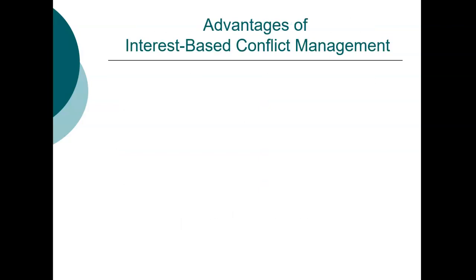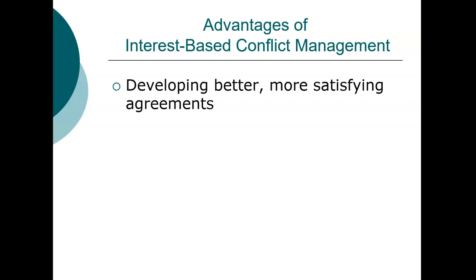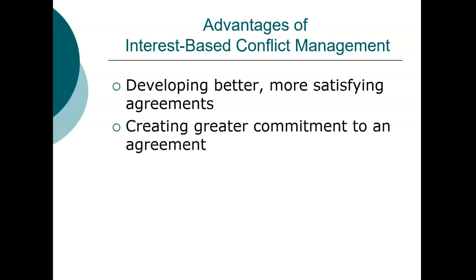So what Lowry sees as the advantages of this interest-based conflict is developing better, more satisfying agreements rather than just agreeing to adopt one particular solution, because people think that what they're really interested in is actually going to be pursued. Also is creating greater commitment to the agreement, because people are more likely to commit to decisions or solutions that they see are really treating their interests, as opposed to solutions that are merely or just superficially addressed towards the interest or to the issue.